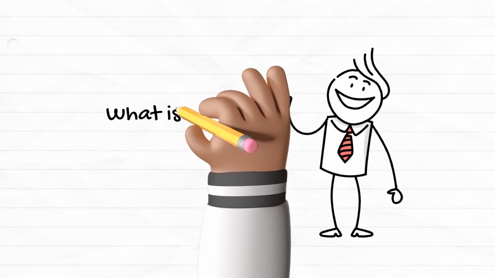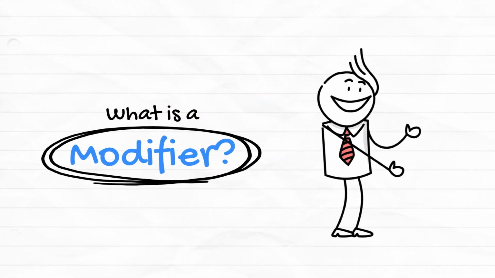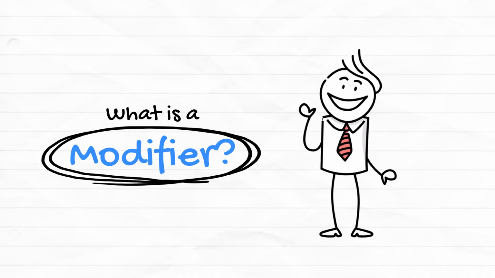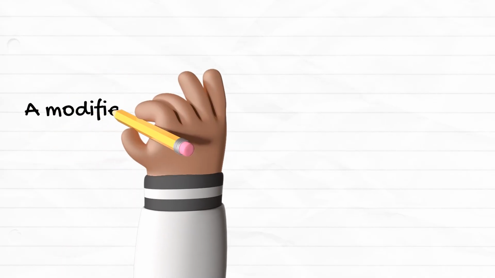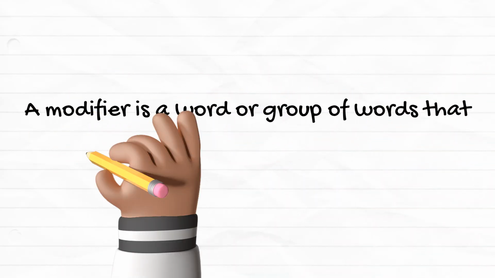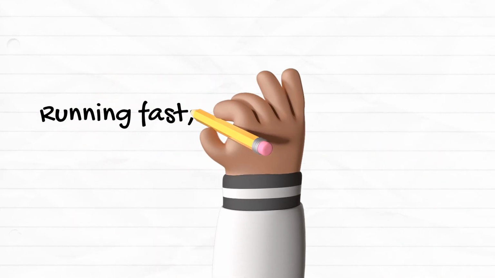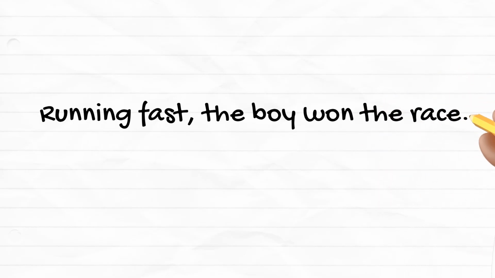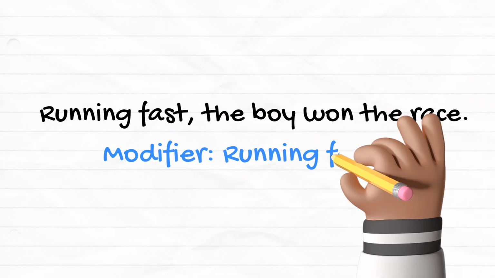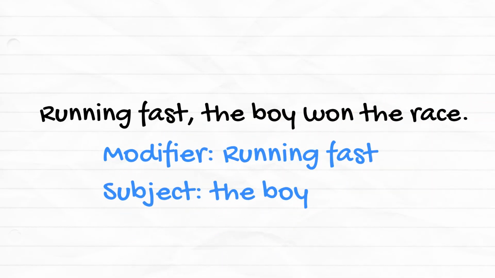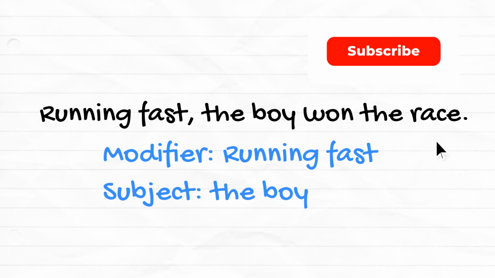First of all, let's define what is a modifier. A modifier is a word or group of words that adds extra information. For example, running fast, the boy won the race. Here, modifier is running fast, and subject is the boy. The modifier describes the subject.